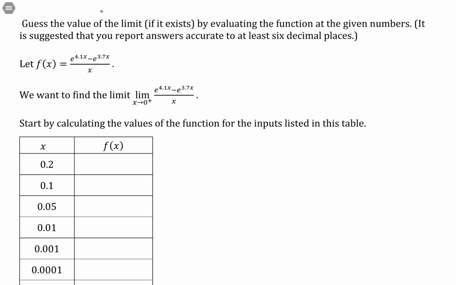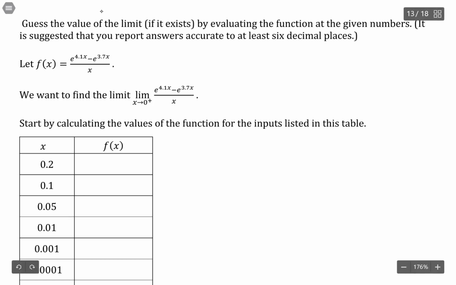Guess the value of the limit, if it exists, by evaluating the function at the given numbers. It is suggested that you report your answers accurate to at least 6 decimal places. All right, so let's keep that in mind. And we have our function.